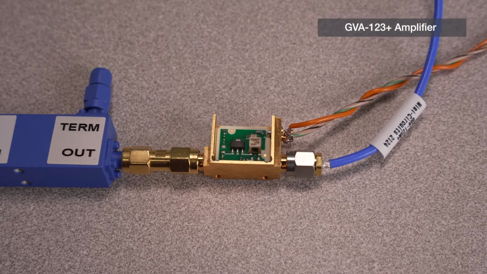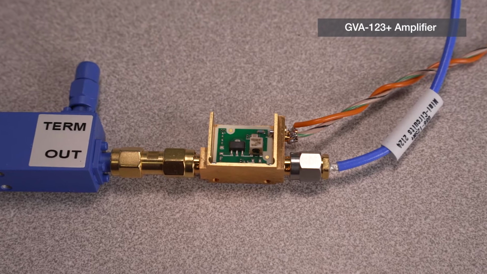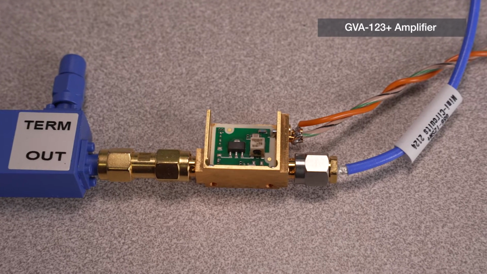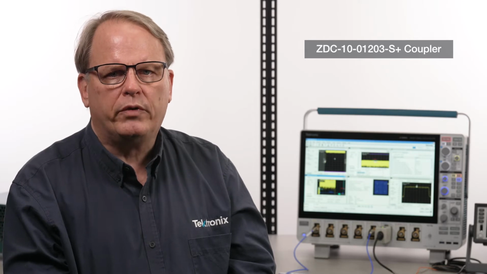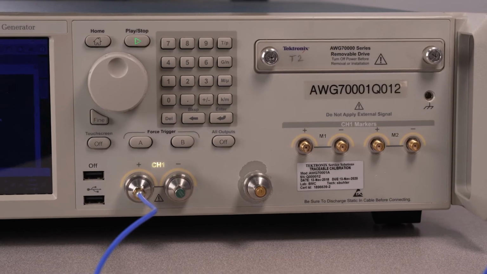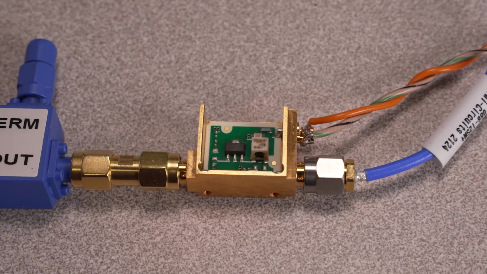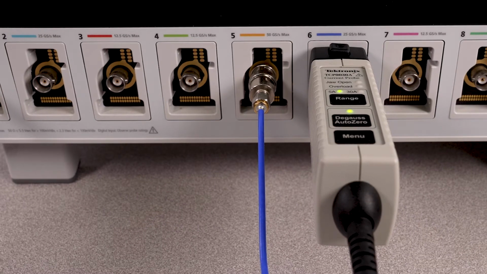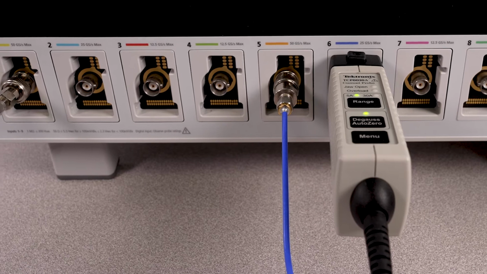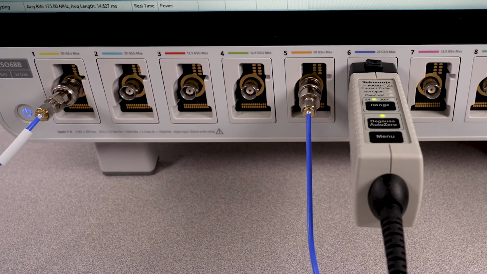For our device under test today, we have the GVA123 Plus from Mini Circuits, a small-scale amplifier, but it illustrates the measurement issues typical for user equipment and base station applications. We are using a ZDC-10-01203 coupler, capturing the input signal on channel 1 at -10 dB down. The waveform travels out of the AWG to the DUT, where it is amplified by roughly 16 to 17 dB, then acquired by the Series MSO on channel 5. We're also measuring the input signal on the AWG from channel 1.